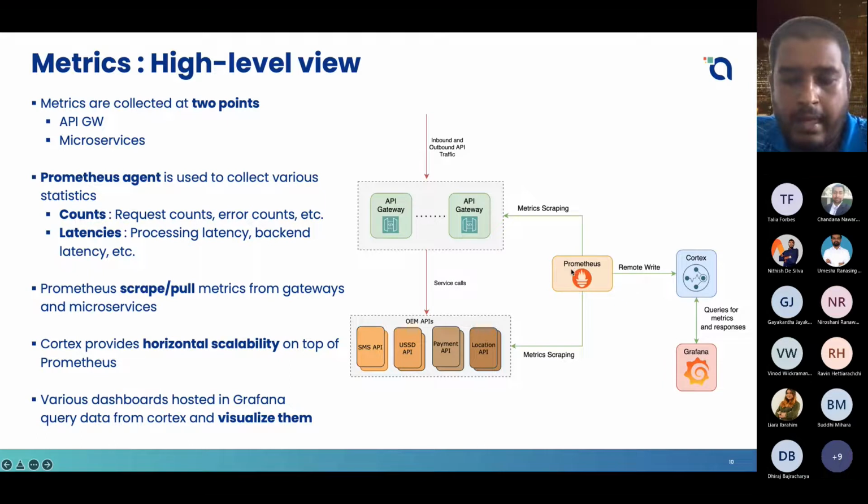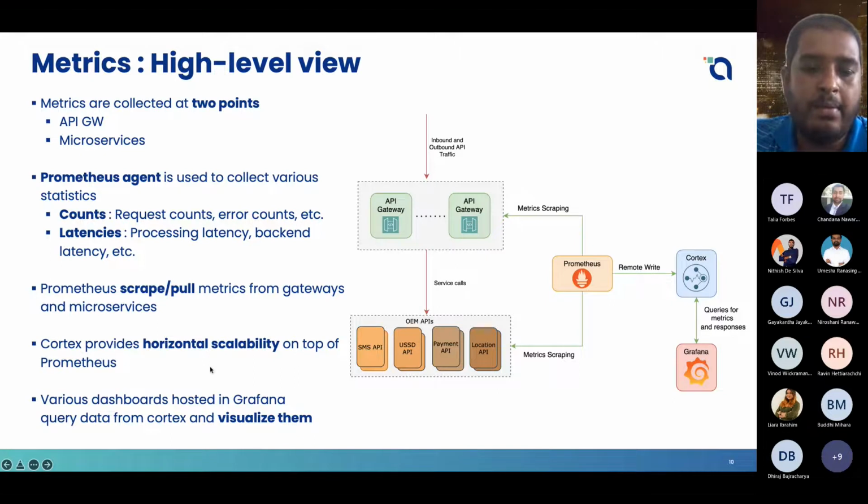One of the key characteristics of Prometheus is that the agent doesn't push data to Prometheus. Rather, these agents expose themselves and expose the metrics, and the Prometheus server will go and scrape or pull them. So it's a pull model, not a push model, right?